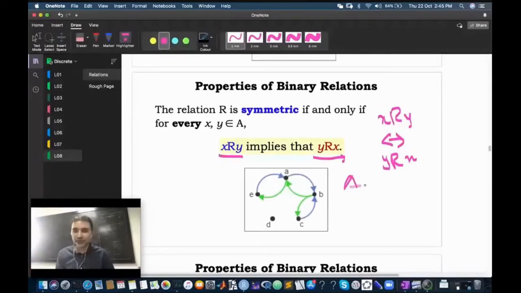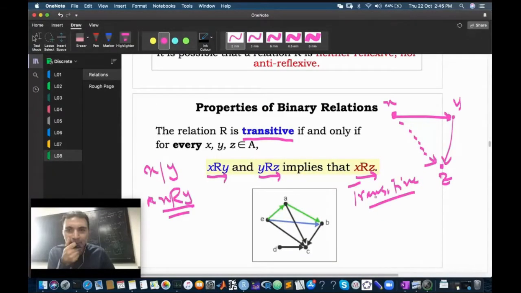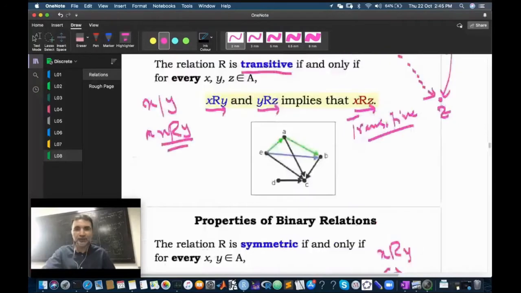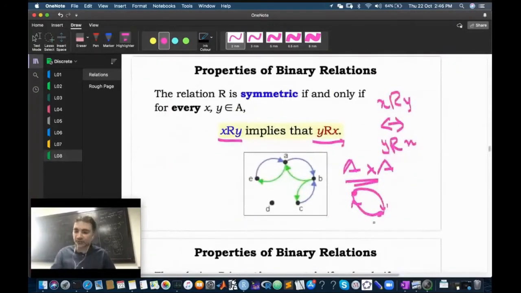So you have the same set elements. If you have an arrow here, you must have an arrow there. This is on A. Let me make sure that this holds here as well. For transitivity also, you need it to be the same set. All these properties are true for a relation on the same set.